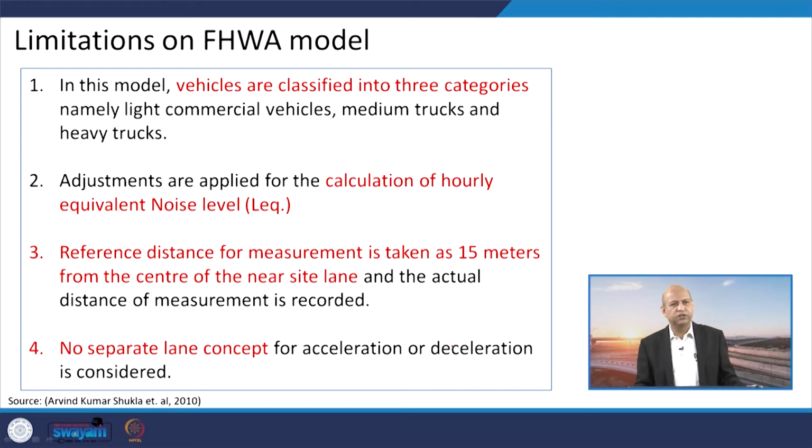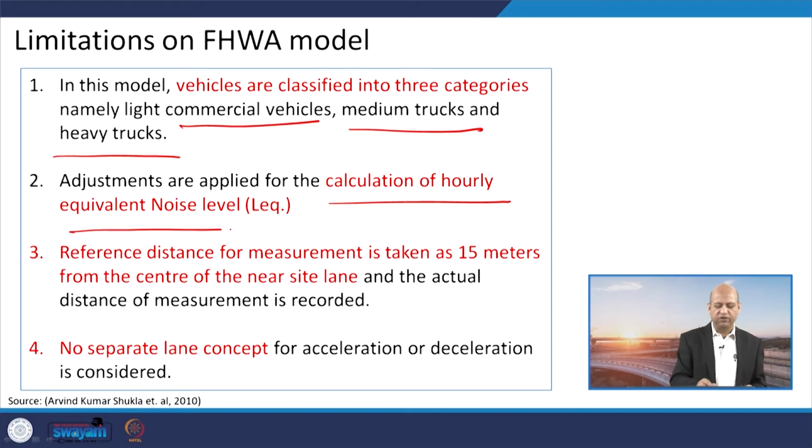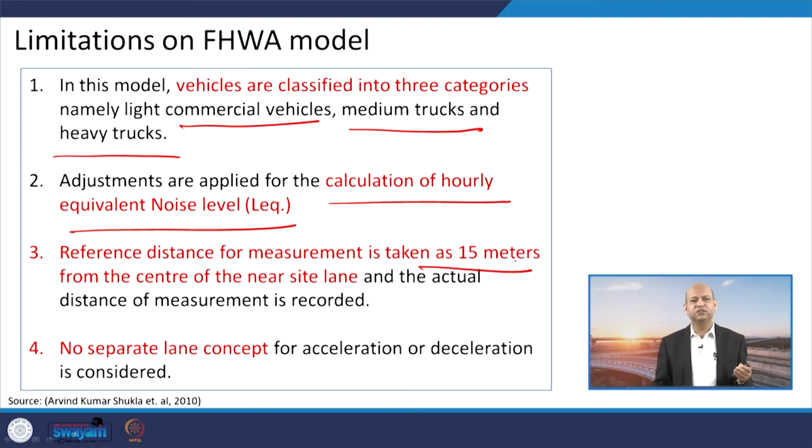But there are limitations of this particular model. Vehicles are classified into 3 broad categories. Okay. Beyond that we are not estimating or predicting any noise. So, that is a coarse categorization you can say. Otherwise, if you go to a more micro level categorization, then the estimated value may be different, but here these are commercial vehicles, medium trucks and heavy trucks. So, that means small vehicles have not been considered. Adjustments are applied for calculation of hourly equivalent noise level. Okay. So, different time periods are not available. Then the reference distance measurement is taken as 15 meters from the center of the near side lane, and the actual distance of the measurement is recorded. So, again there are certain limitations in that way also. No separate lane concept for acceleration or deceleration is considered.